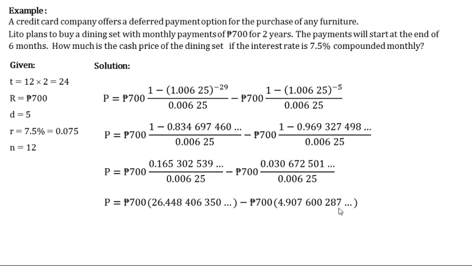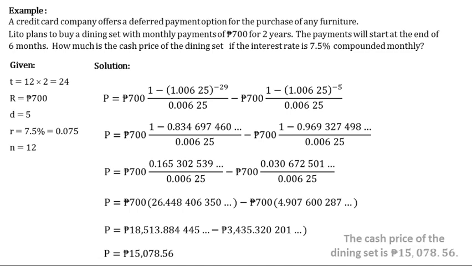Then, multiplying both to 700 pesos, we have 18,513.884445 and so on. And in here, meron tayong 3,435.320201 and so on. At getting the final answer, we have 15,078.56. So, that's the cash price of the dining set.